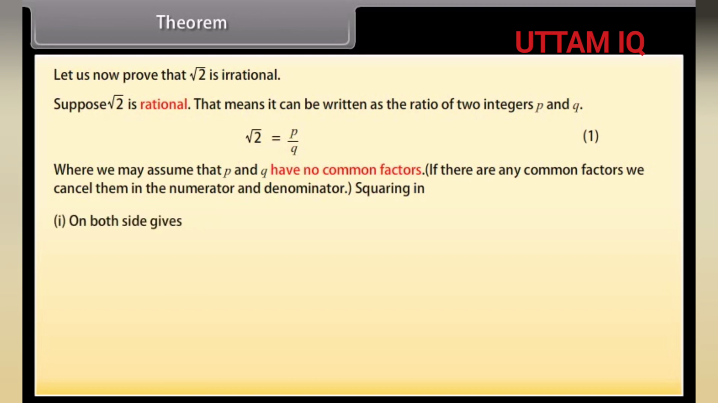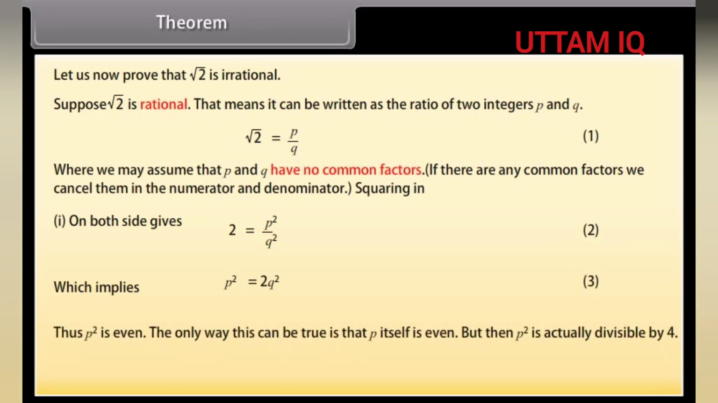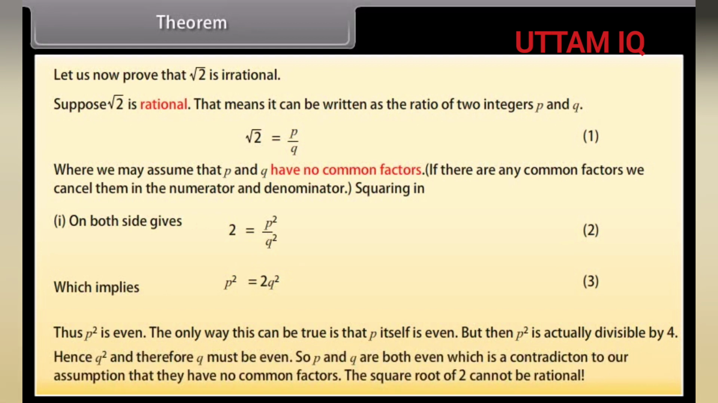Squaring both sides in 1 gives 2 is equal to p squared upon q squared, equation 2, which implies p squared is equal to 2q squared, equation 3. Thus, p squared is even. The only way this can be true is that p itself is even. But then p squared is actually divisible by 4, hence q squared is even, and therefore q must be even. So p and q are both even, which is a contradiction to our assumption that they have no common factors. The square root of 2 cannot be rational.